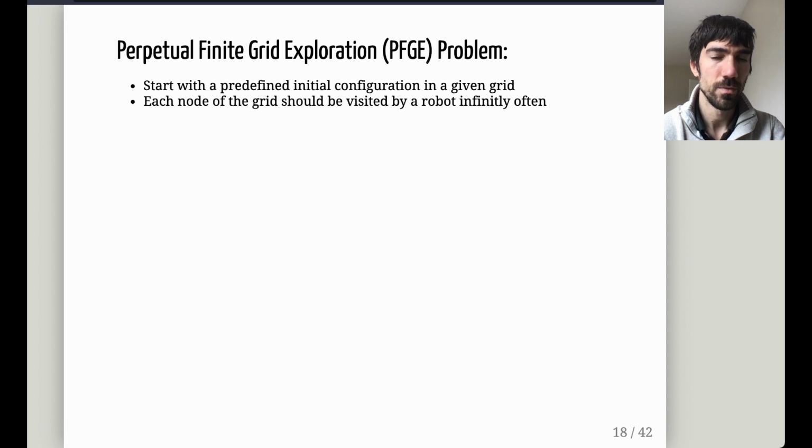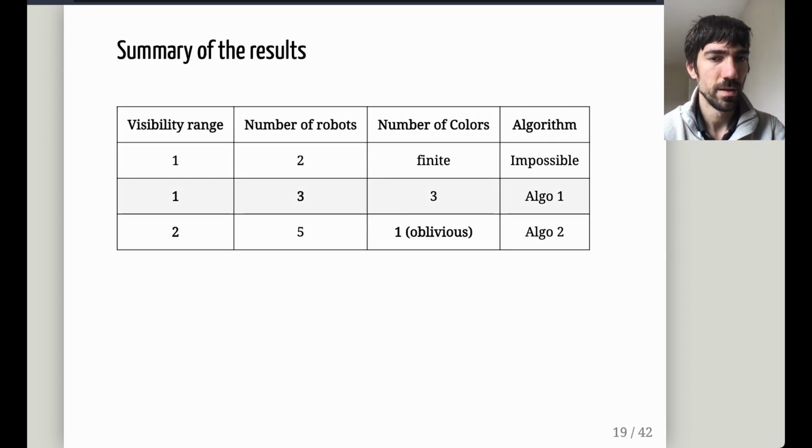Okay, so now what we want to solve with this kind of robot: in this paper we solve the perpetual finite grid exploration problem. We start with a predefined initial configuration in any given grid, and we want each node of the grid to be visited by at least one robot infinitely often. Okay, so what do we obtain? First, we obtain an impossibility result.